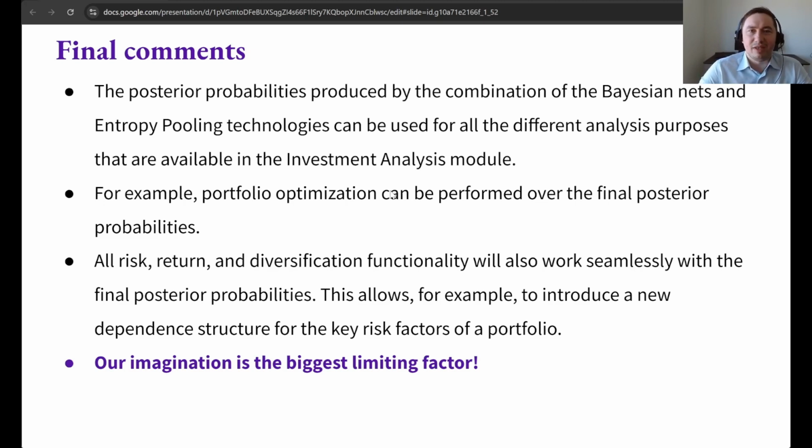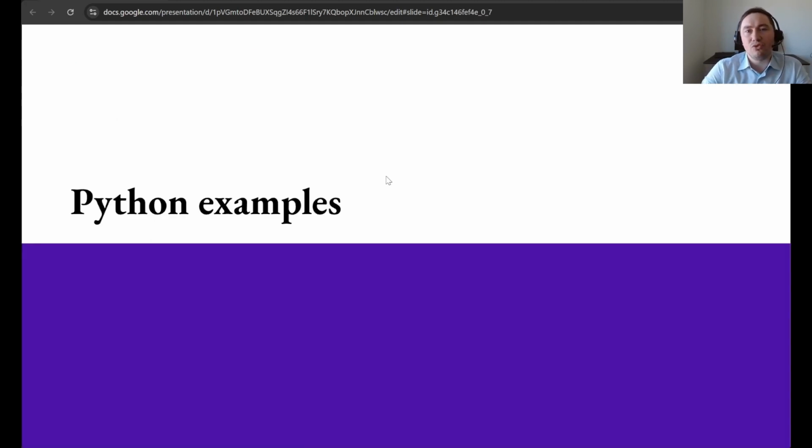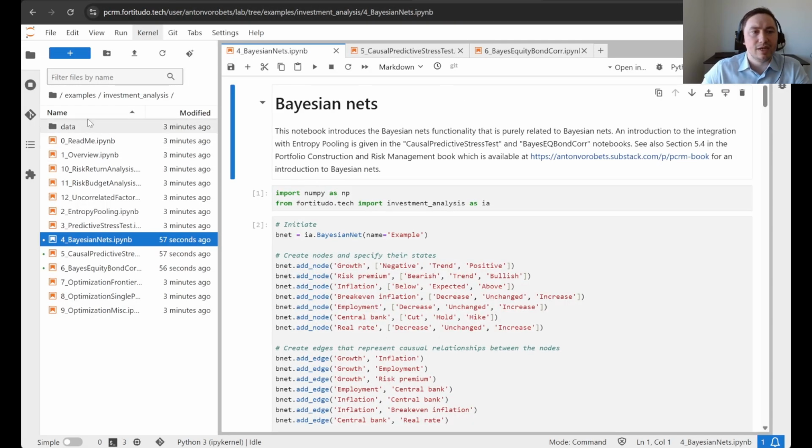And that's the final comment, that I encourage people to really be creative in how they use these things and not be limited by the applications that we show in the examples, because in the examples we just illustrate the interface of how you work with these technologies. So the next step now is to go through different Python examples, and this is what we will do here. These are examples for the investment analysis module. So you go to examples and then investment analysis, you have it there, and then we'll go through examples 4, 5, and 6.